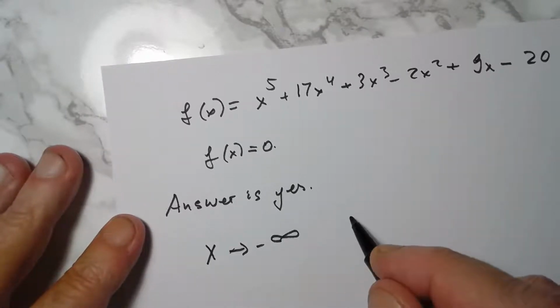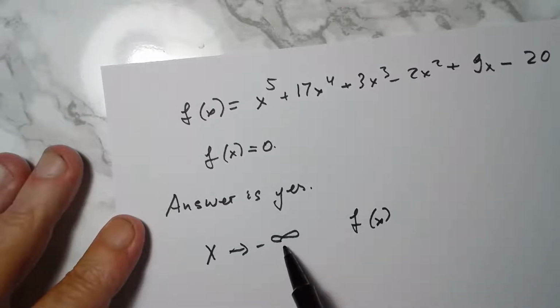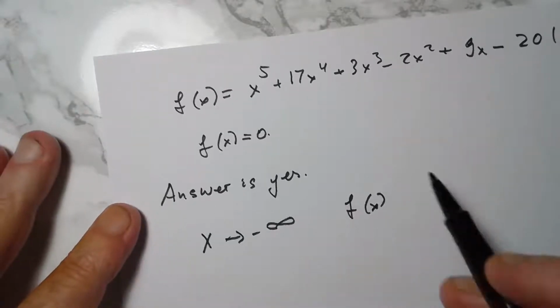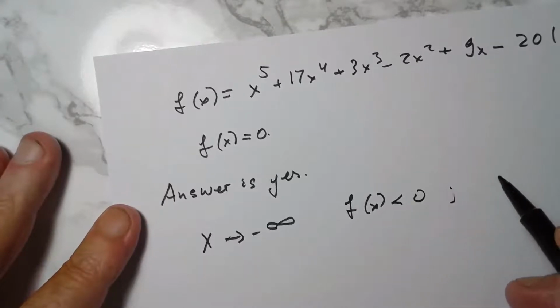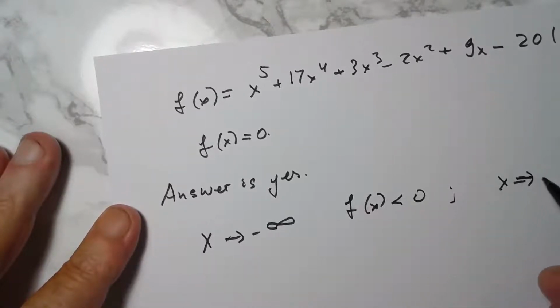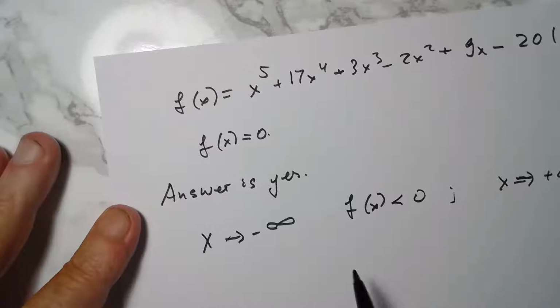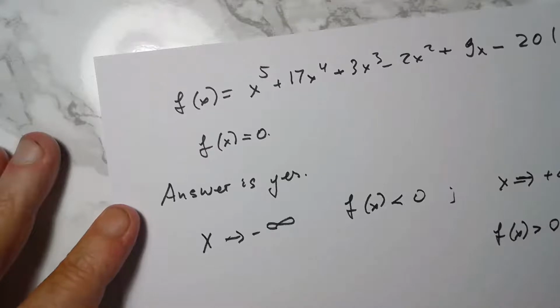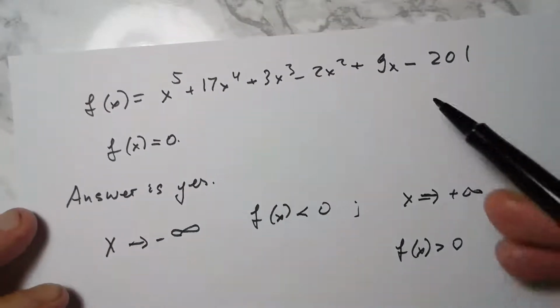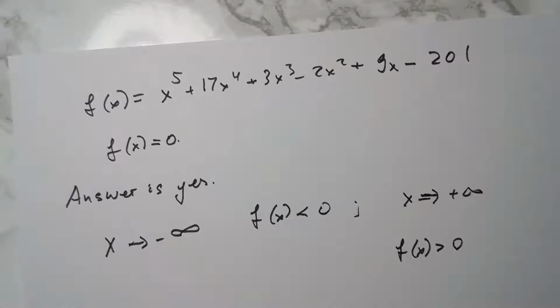In other words, f of x for sufficiently small x, meaning large but negative, will be less than 0. And if x tends to plus infinity, this will be a positive number and the whole thing will be positive. And since f is a continuous function, and we know that a polynomial function is continuous, it follows that if it takes a negative value somewhere and a positive value somewhere else, then there exists a value x naught such that f of x naught is equal to 0.